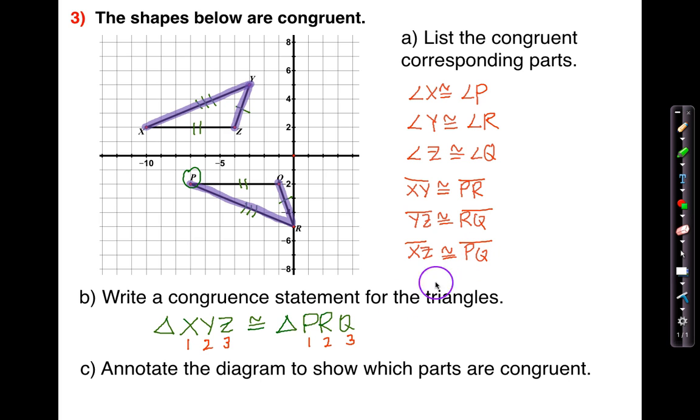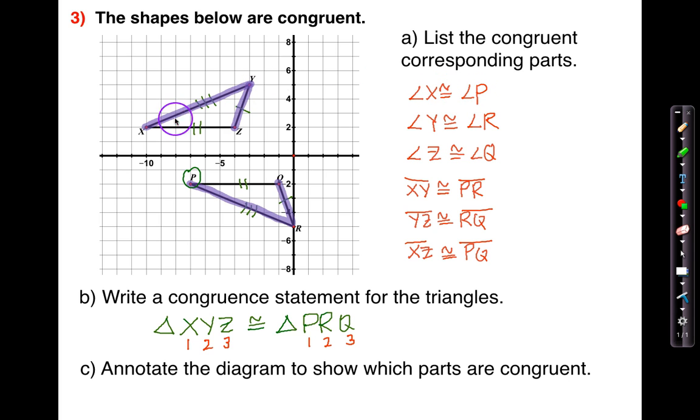Okay, at that point, I'm expected to annotate the diagram to show which parts are congruent. It probably would have been a great idea to do it as I was creating this, but I completely forgot. So let's use what we see here to annotate what we have. We already annotated the line segments, which is great. Let's add in the congruent angles.